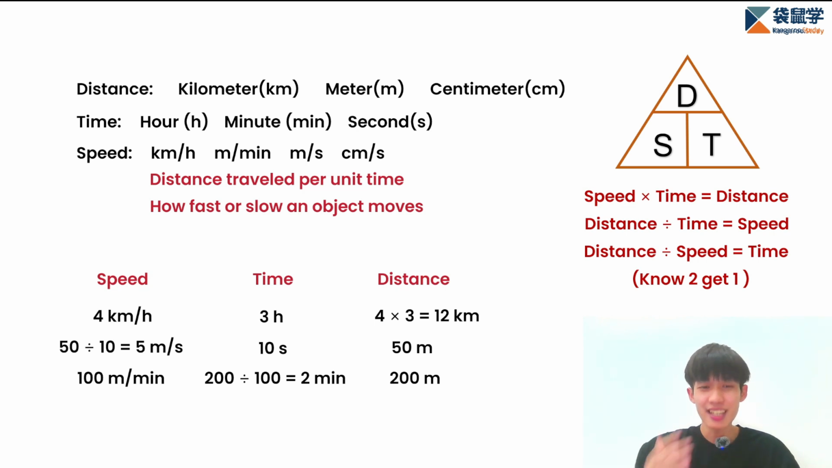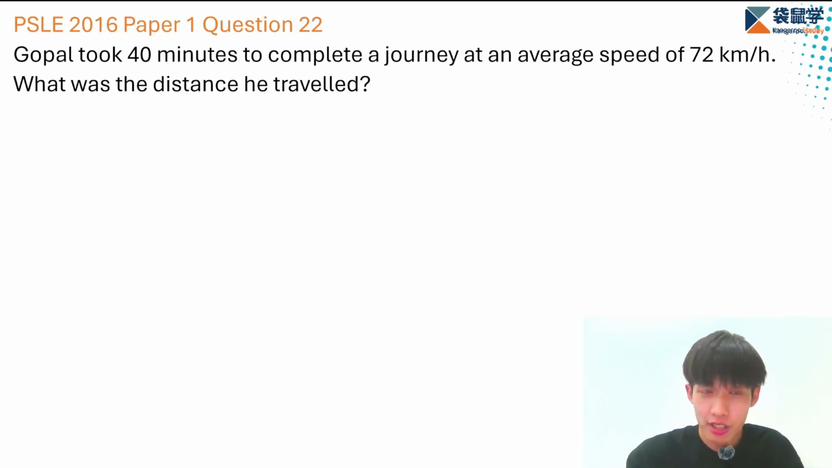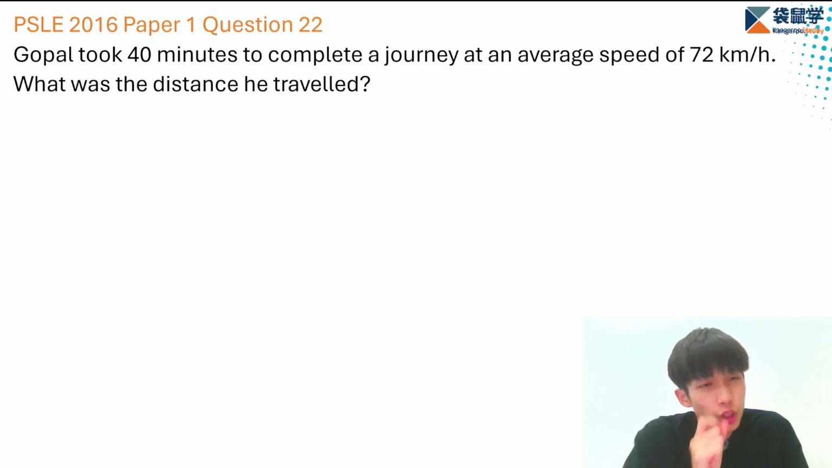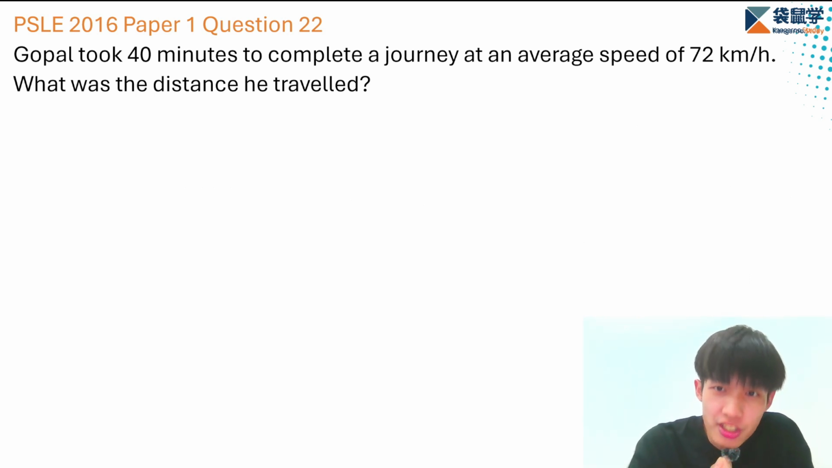Now by understanding this, let's move on to the question itself. So let's read the question first. Gopal took 40 minutes to complete a journey that has an average speed of 72 kilometers every hour. So what is the distance he traveled?